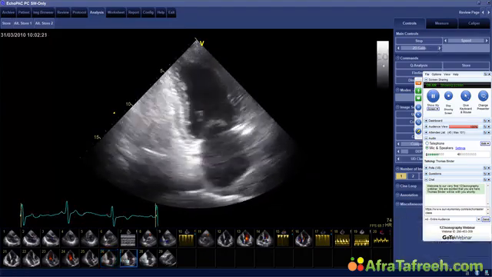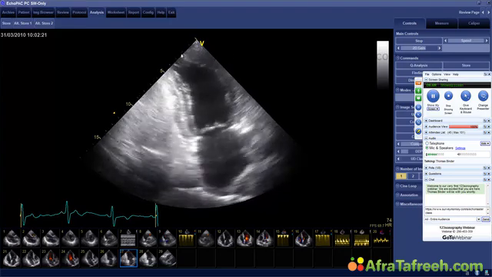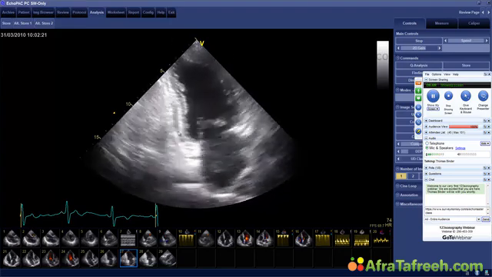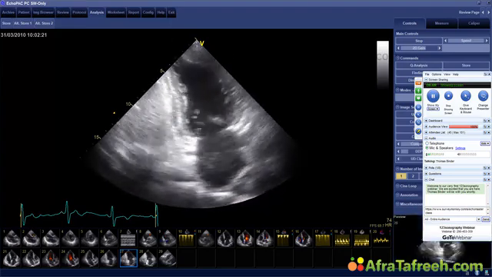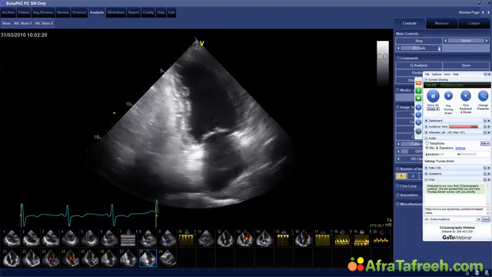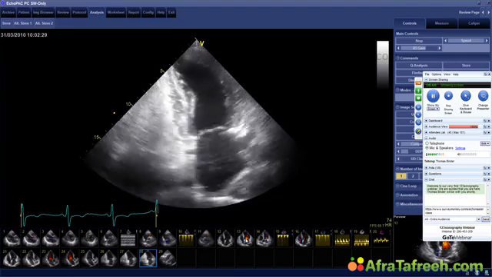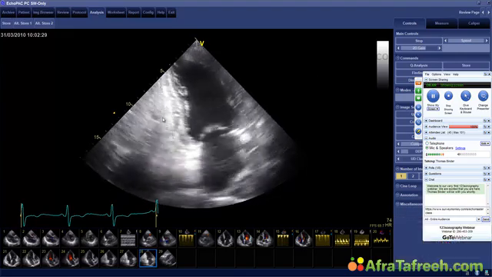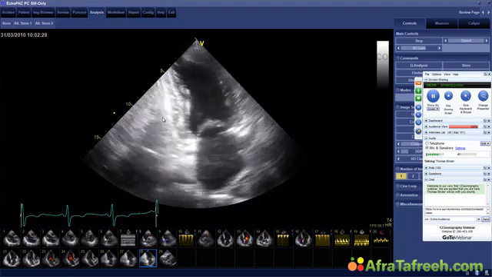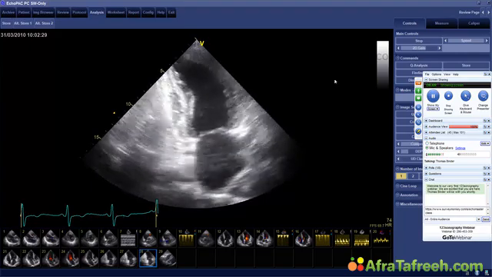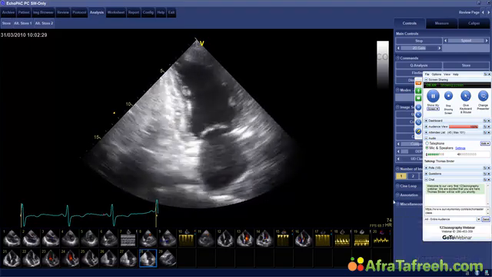Inferior wall, remember this is the 2-chamber view. We see the anterior wall here and the inferior wall here. Okay, and this is another 2-chamber view. Sometimes I record more than one 2-chamber view, or views in general, because you might see one portion of the myocardium better in one view opposed to another. So that's why I usually record as many as possible.